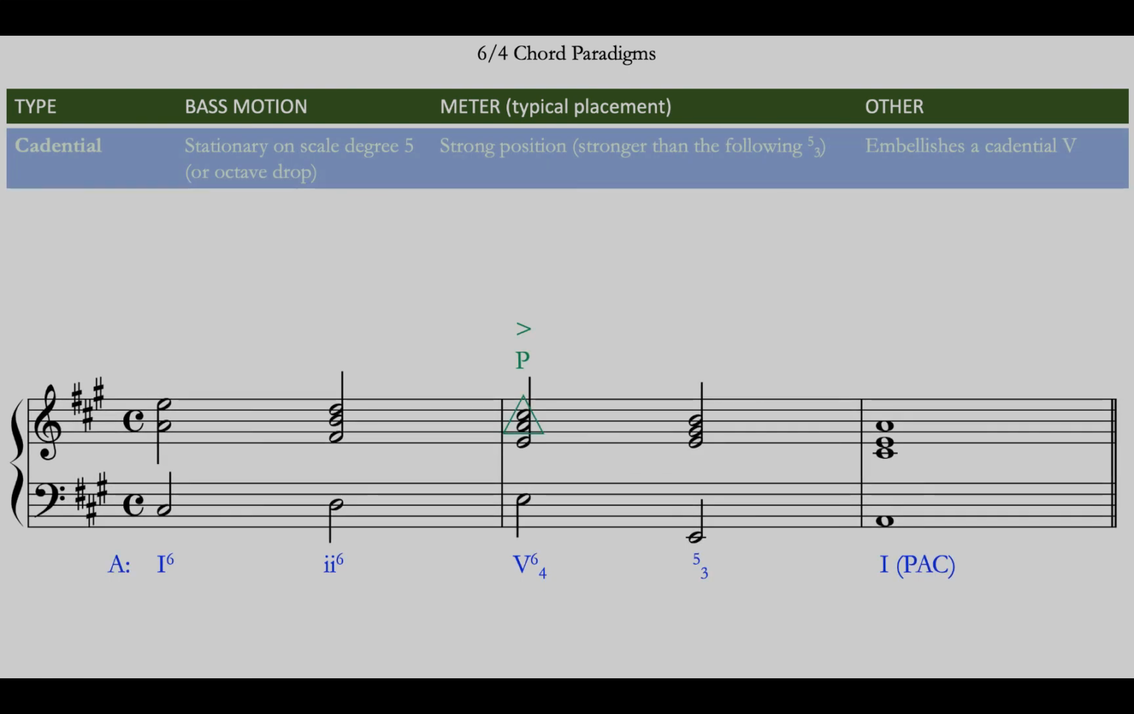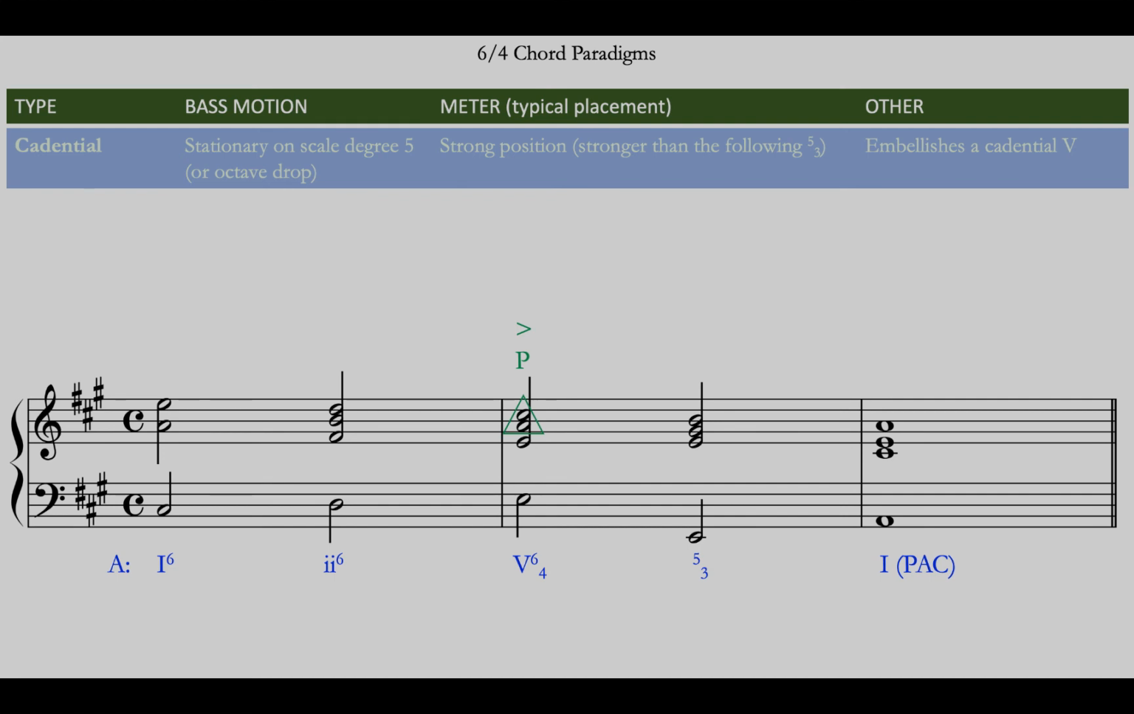So let's begin with the cadential 6/4. This one we already are familiar with. A cadential 6/4 involves a bass that is stationary, staying still, on scale degree 5. Or we've often seen an octave drop from scale degree 5 to an octave lower scale degree 5. That's essentially the same thing.